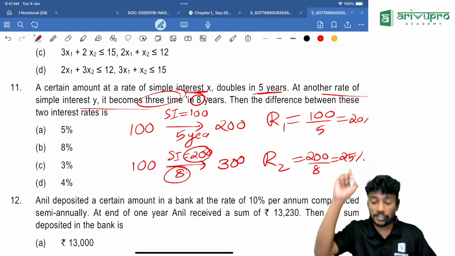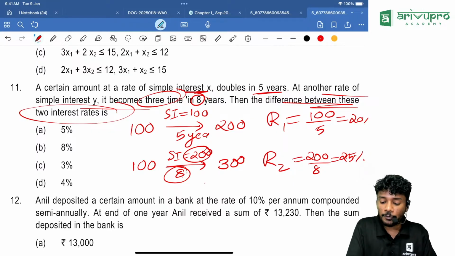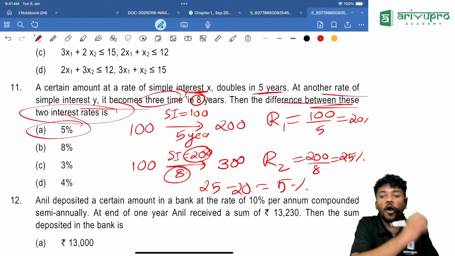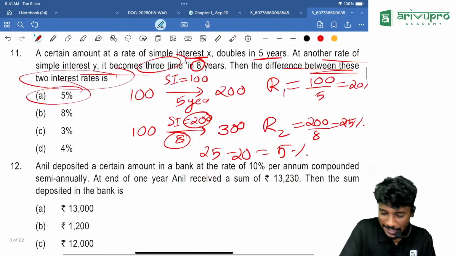Now they are asking us what? Difference between these two interest rates. That is 25 minus 20 is equal to 5%. Option A is our answer. Janatum question. Okay. Next one.